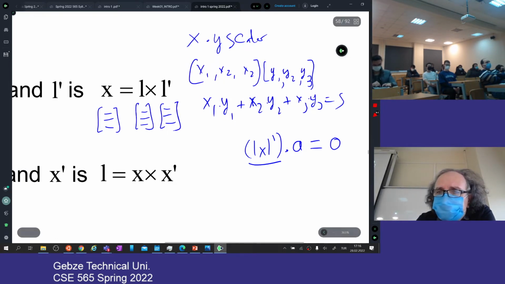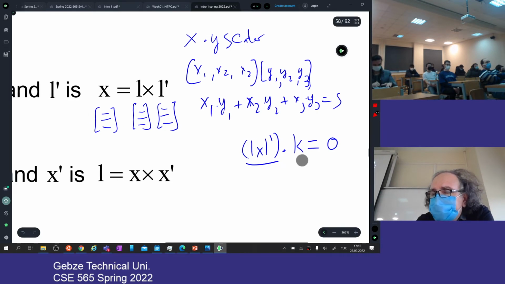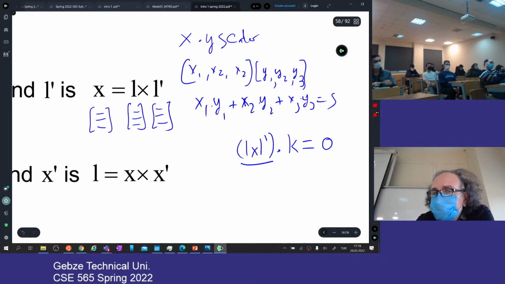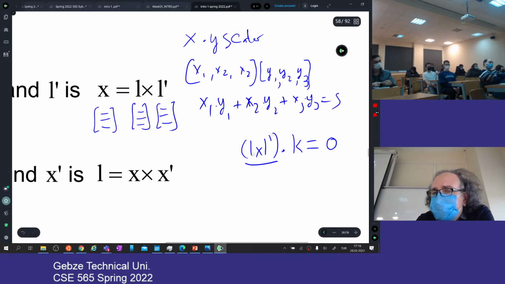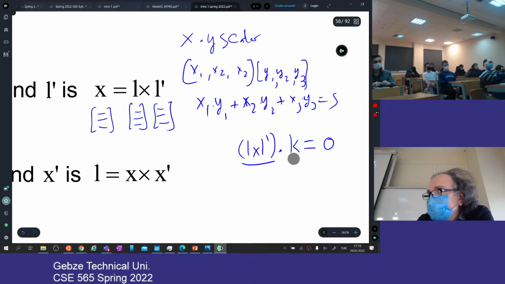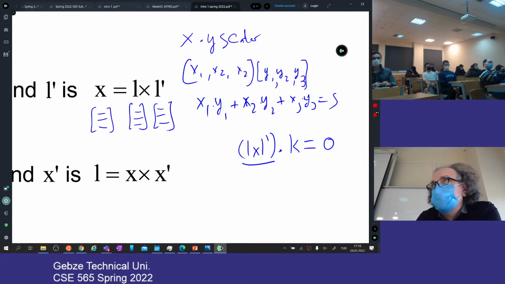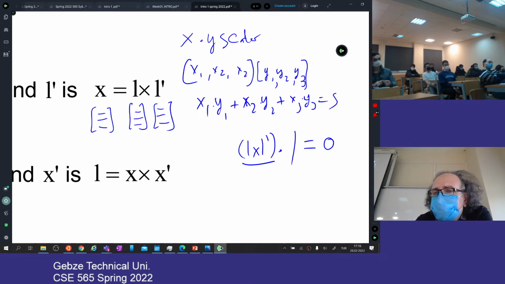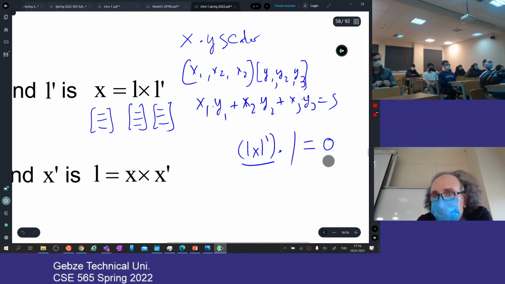How about this? If this is K, if K is a line, a three-dimensional vector, and this is a three-dimensional vector, so this must be a point that lies on this line, right? Okay, I can interpret it that way too. How about this? Can I write L cross product L prime times L equals 0? Can I write this? Yes. Of course I can.